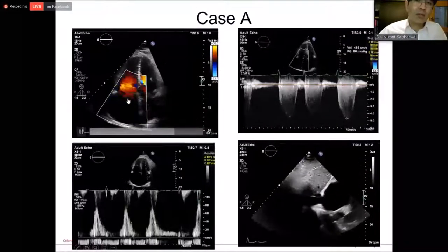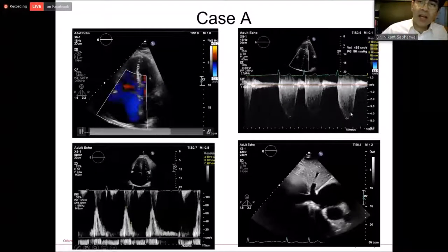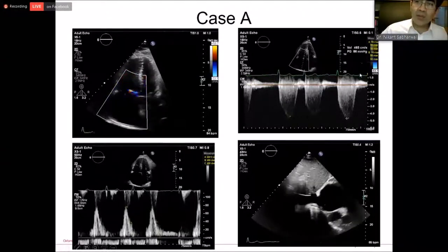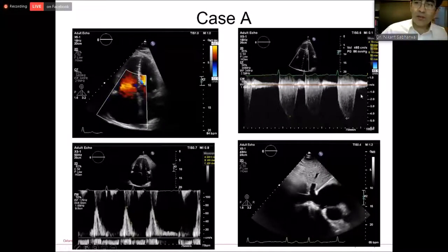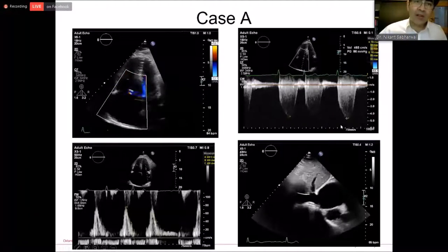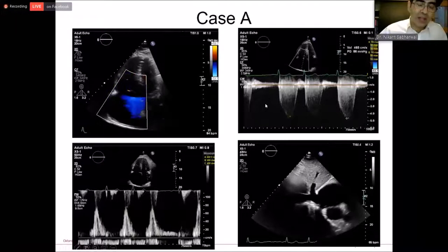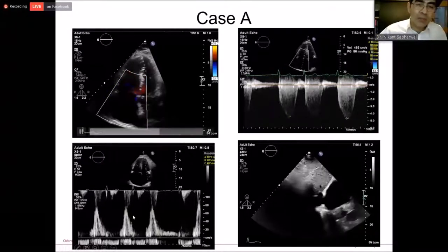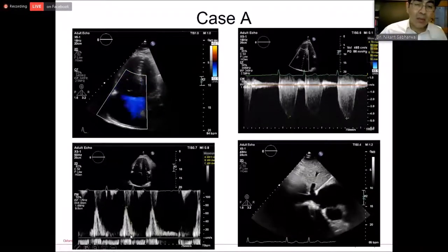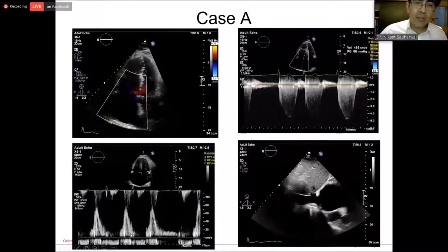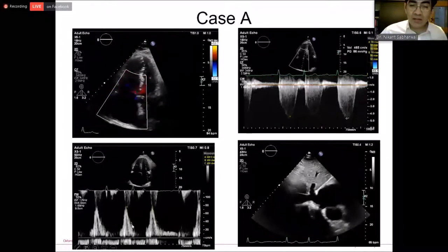There is some tricuspid valve regurgitation, as you'd expect, and the TR velocity comes out at 4.6 meters per second. So we're well above that 3.4 meters per second cutoff. So straight away, we will follow that algorithm shortly, and I'll show you how it all works. Mitral inflow is impaired. We can see there's going to be significant diastolic dysfunction.